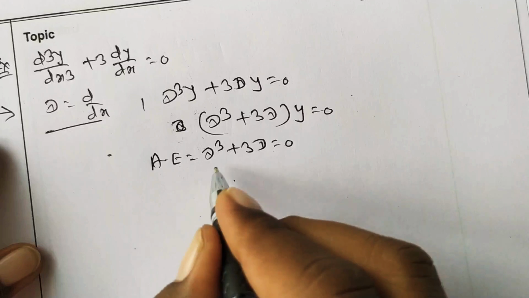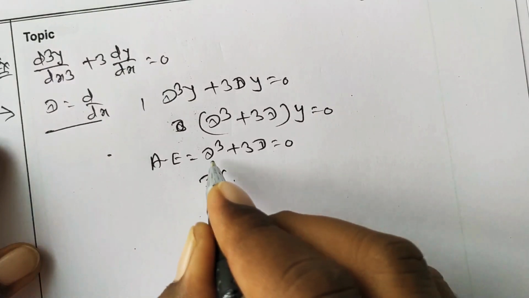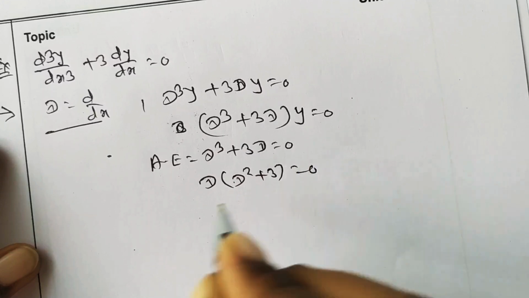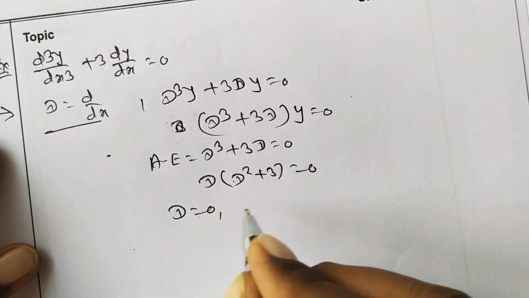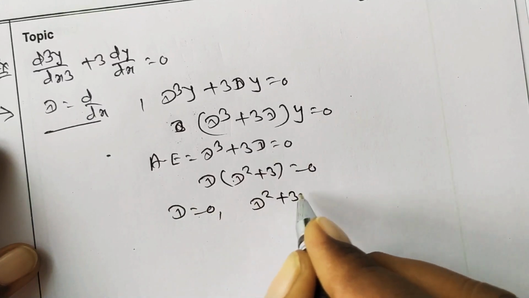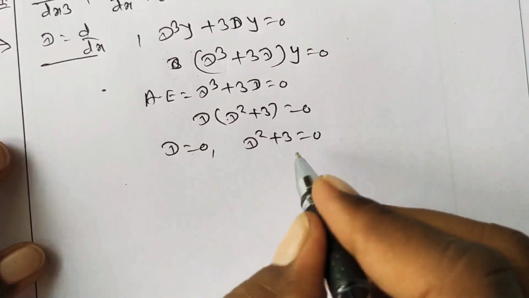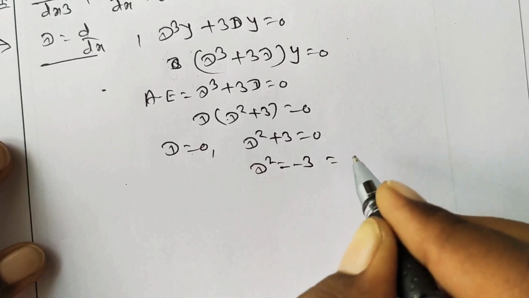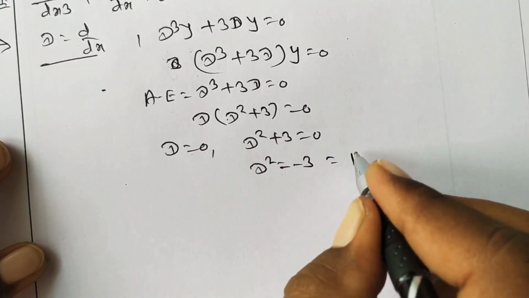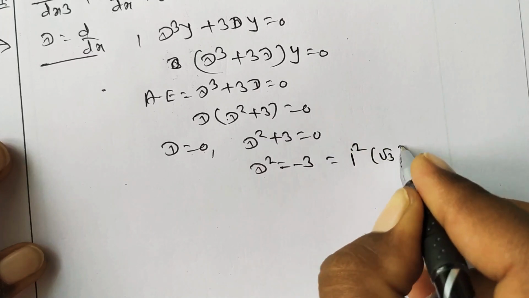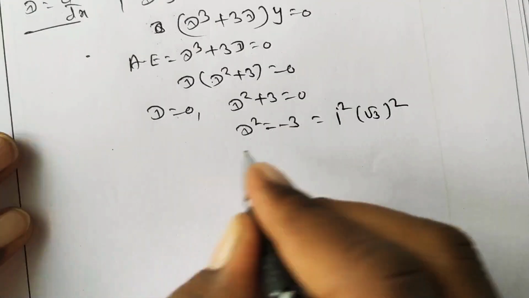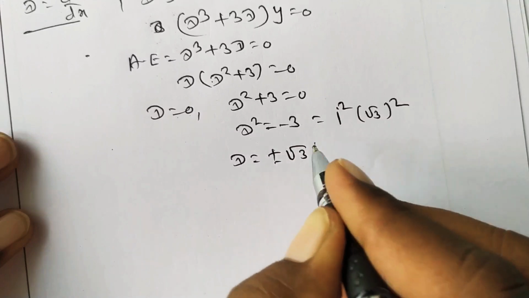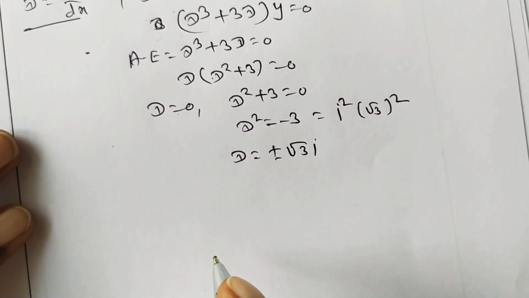How do we write the roots? Again we can take d common here. If we take d common from d cube, d square plus 3 equal to 0, means either d equal to 0 or d square plus 3 equal to 0. So d square plus 3 equal to 0 means d square equal to minus 3. How do we write minus 3? That is i square into root 3 square. So if you take the square root of both sides, then d is equal to plus or minus root 3 i. We know that root of minus 1 is i.